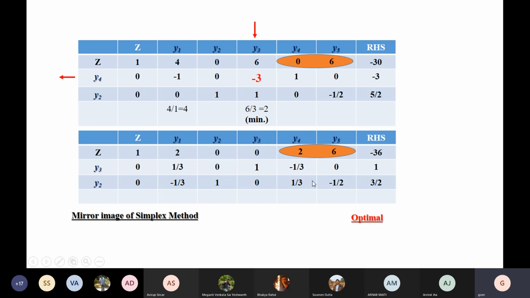Now you see the interesting thing about the next table. What you are getting in the right hand side is 1 and 3 by 2, which means y3 and y2 are now positive, which means now this is a feasible solution to the given problem, right? Isn't it? And when you look at the dual, that means its objective row, this is also all positive or 0, right? Which means this is also feasible.